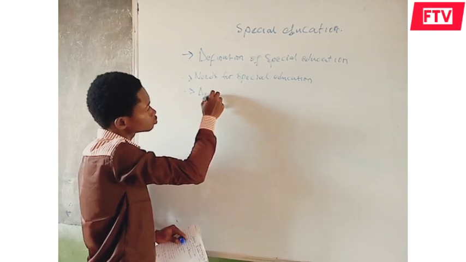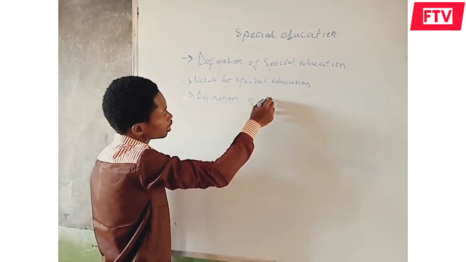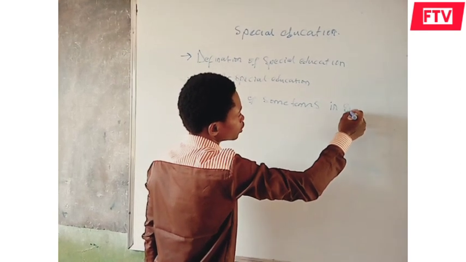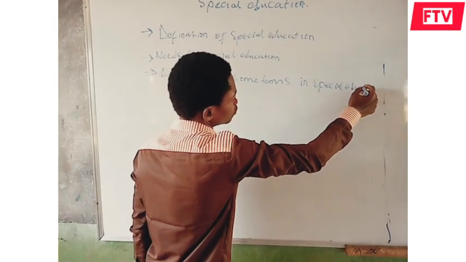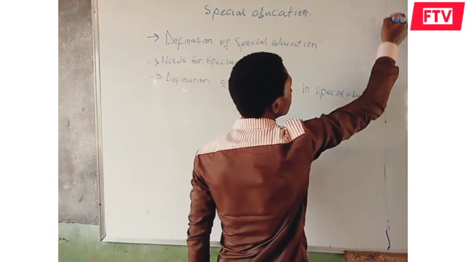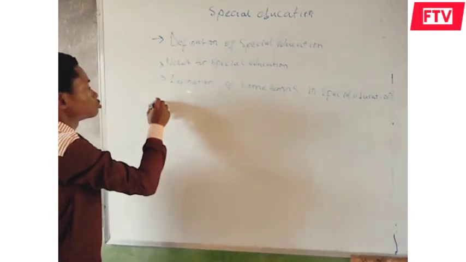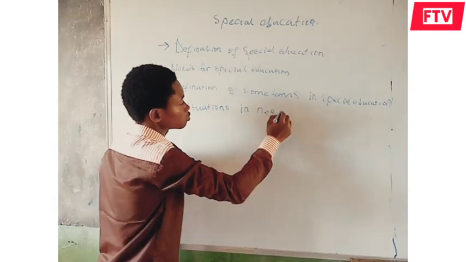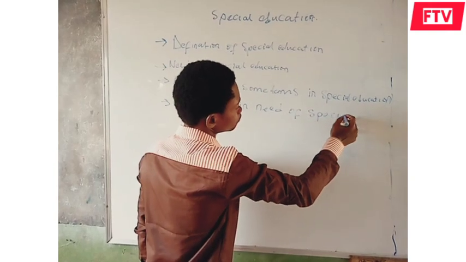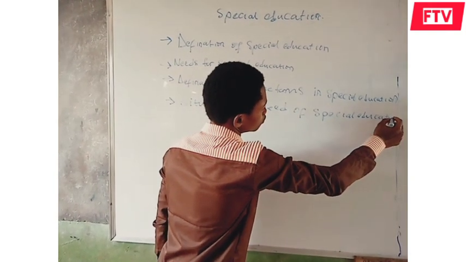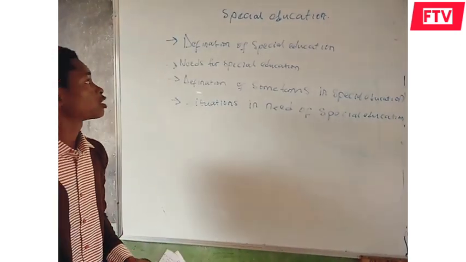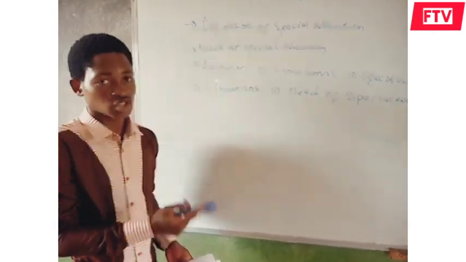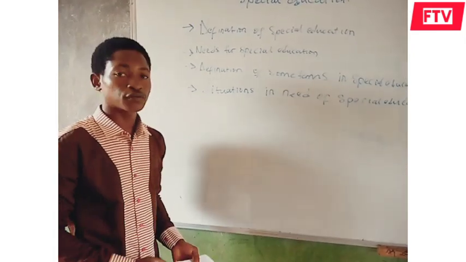Then, definition of some terms in special education, and then situations in need of special education. Now we have the first outline: a definition of special education. The second one, needs for special education. Then definition of some terms in special education, and the last one, situations in need of special education.